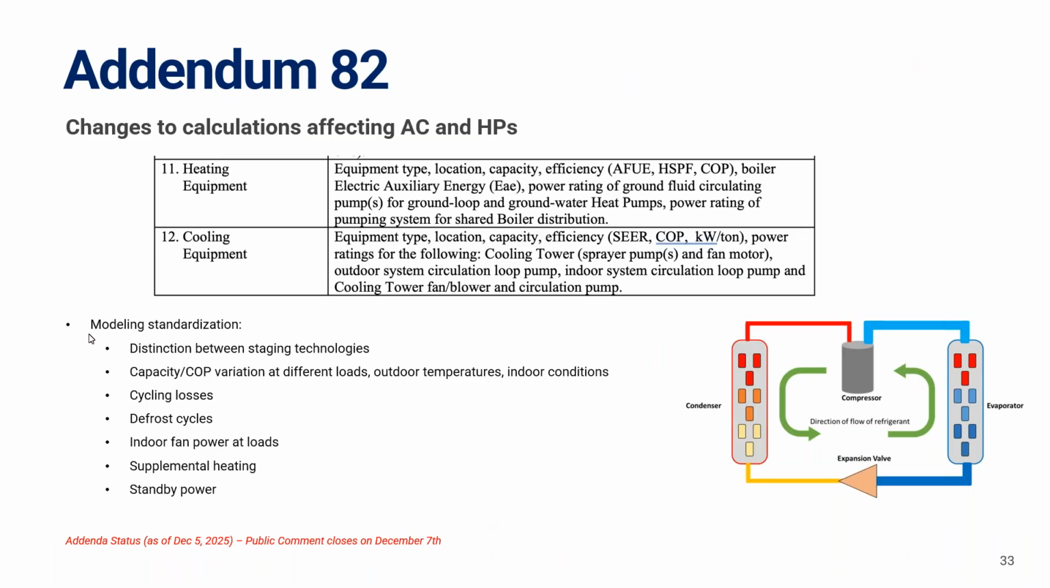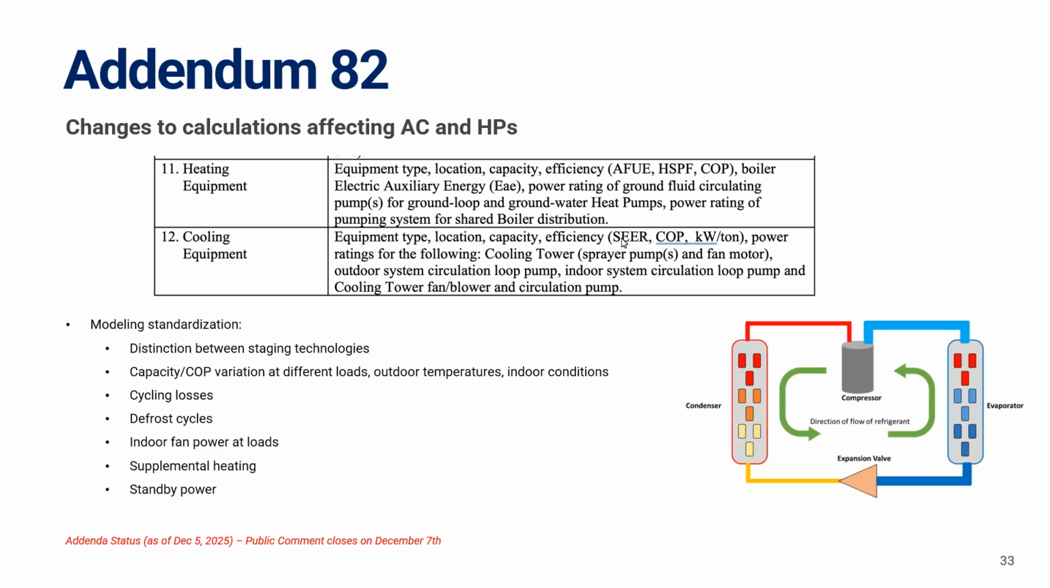Okay, so next addendum in progress here is Addendum 82. And 82 really goes over the changes to calculations of air conditioner and heat pump performance. This little box up here is what the current standard says about how to model heating equipment and cooling equipment. And really it's not much. All we do is capture the HSPF or SEER or HSPF2 as it may be now.